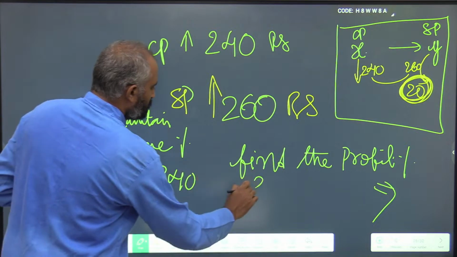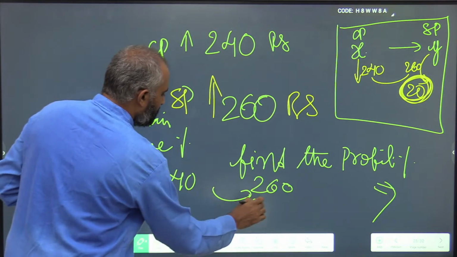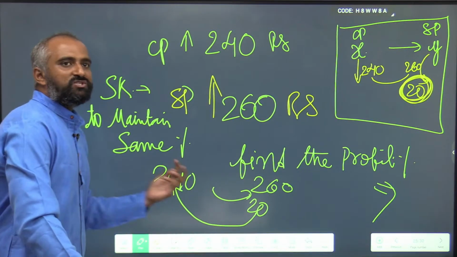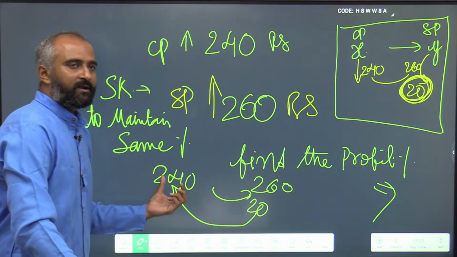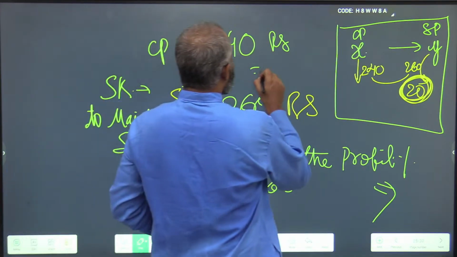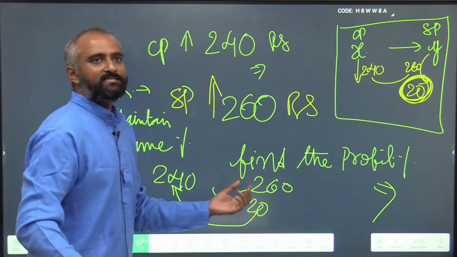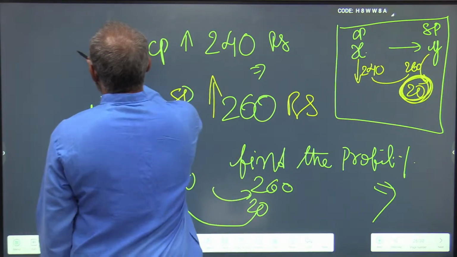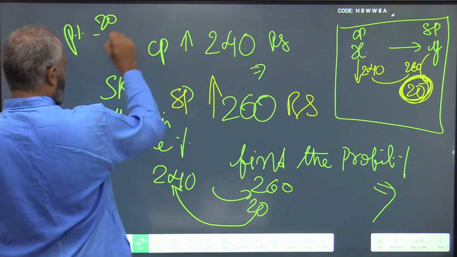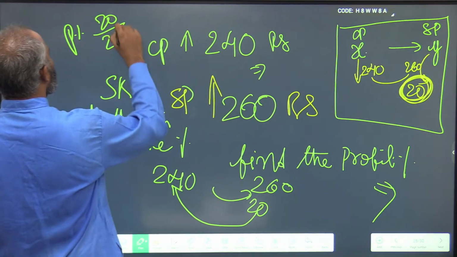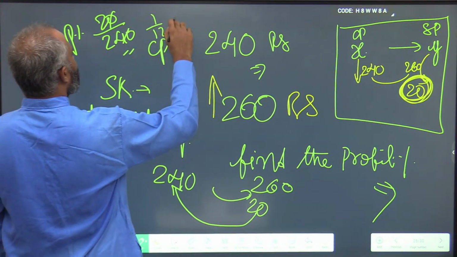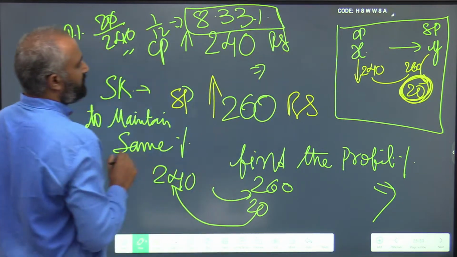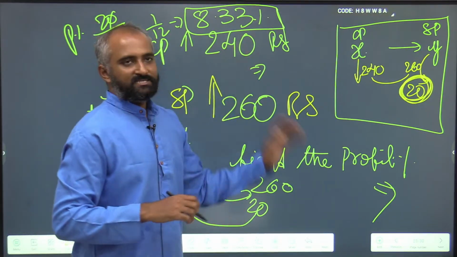240, 260. What is the difference? 20. This 20 was a profit on the added part. So, what is the profit percentage? Because the same profit percentage is being maintained in the initial case and even in the final case, the profit percentage is 20 by 240, which will give you 1 by 12, which is nothing but 8.33%. This is the easiest way to solve the problem.